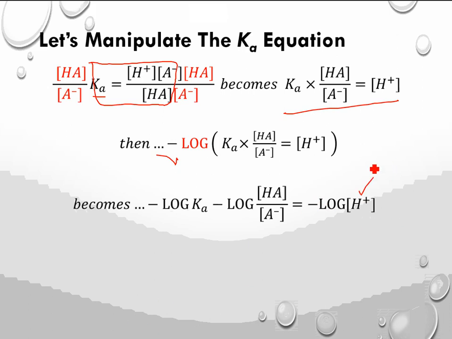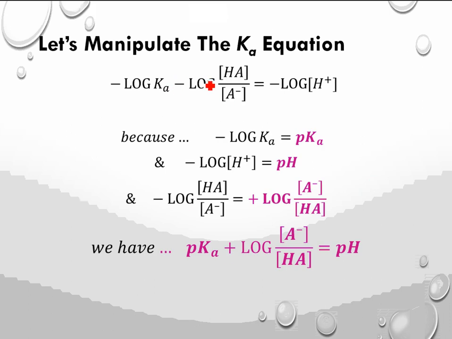This looks familiar, I hope, to you. This has potential to be familiar to you. This, not so much yet. So let's see what happens. This is what we came up with on the last page. Because negative log Ka must be pKa, negative log of hydrogen ion concentration is pH, and negative log of HA over anion is equal to positive log of anion over HA, we can rewrite that whole formula: pKa plus the log of the conjugate base and the intact acid is equal to the pH.